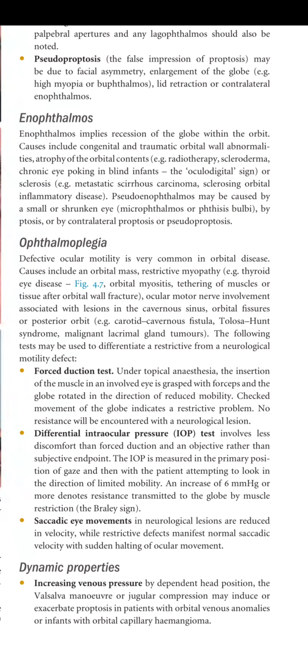Ophthalmoplegia is another sign of orbital diseases. For example, defective ocular motility is very common in orbital disease. Causes include an orbital mass, restrictive myopathy, for example thyroid eye disease, orbital myositis, tethering of the muscle or tissue after orbital wall fracture, oculomotor nerve involvement associated with a lesion in the cavernous sinus, orbital fissure or posterior orbit, for example carotid cavernous fistula, Tolosa Hunt syndrome, malignant lacrimal gland tumors.